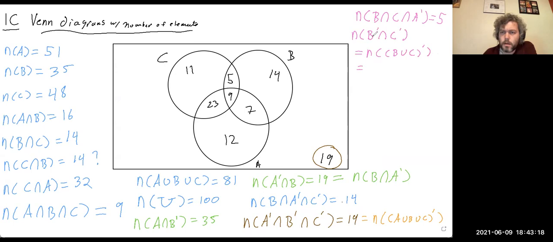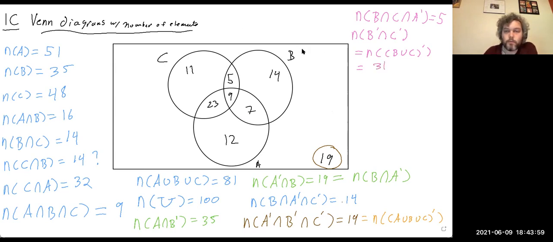Let me double check. B complement goes to B, intersection goes to union, C complement goes to C, and then all of that becomes a complement. Okay, so these are equivalent statements by De Morgan's law. Can we identify what this is? What would this be? B union C is anything. Is it 12 and what else? Yep. And so what does that come to? 31? 31, yeah. Very good. Okay.